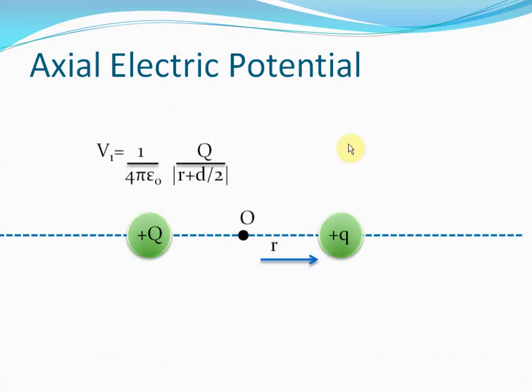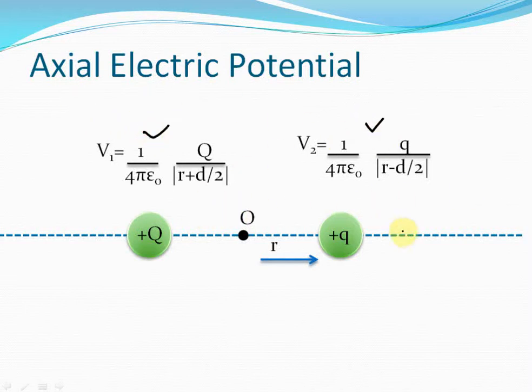As you can see, the potential due to the plus capital Q charge will be V1 equal to 1 by 4 pi epsilon naught into Q by modulus of r plus d by 2. Similarly, the potential due to the small plus q charge will be V2 equal to 1 by 4 pi epsilon naught into q by r minus d by 2. You can yourself calculate the value of this potential. Let me explain how V1 was this expression and V2 was this expression.